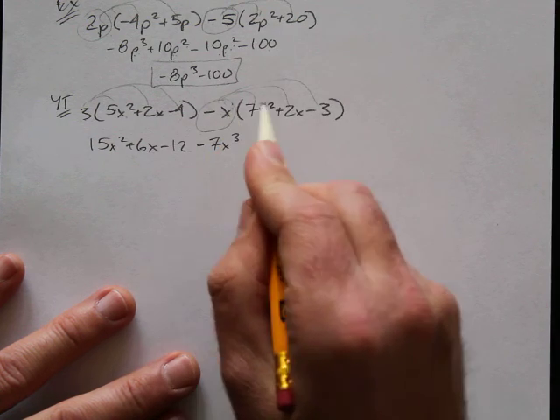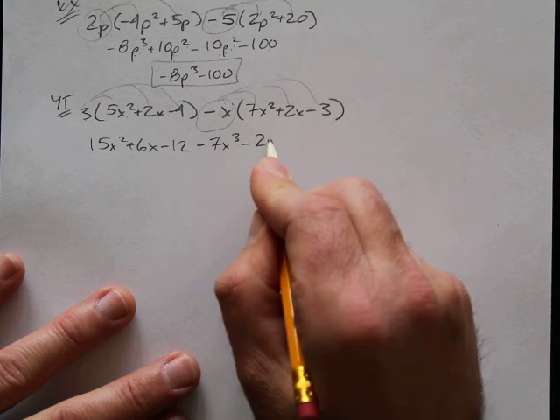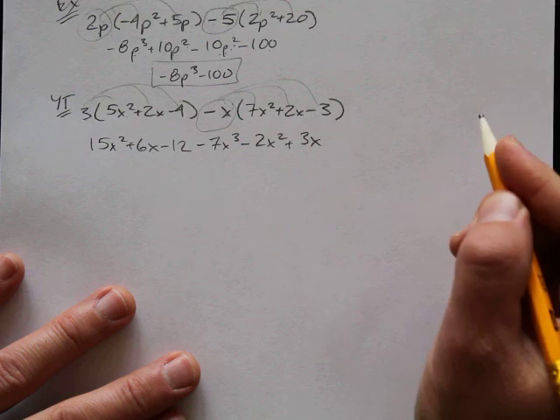Negative x times this 7x squared is negative 7x to the third power. So this is x to the first plus 2, x to the third, minus 2x squared plus 3x.